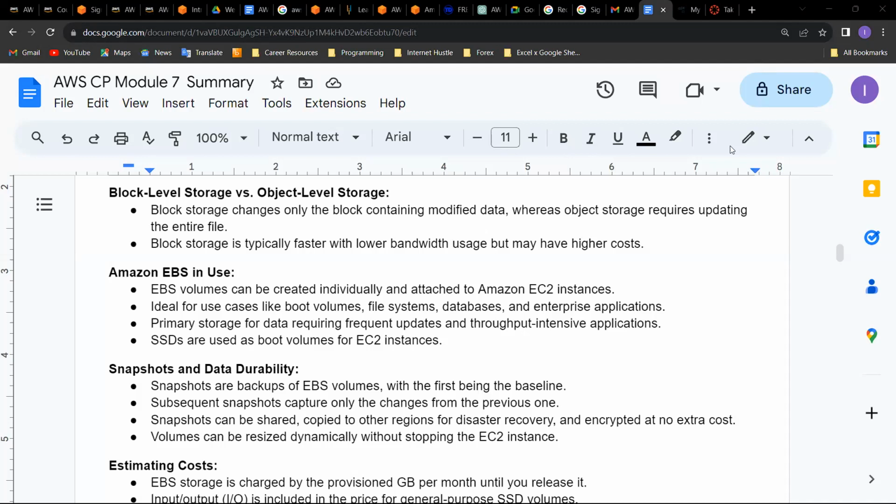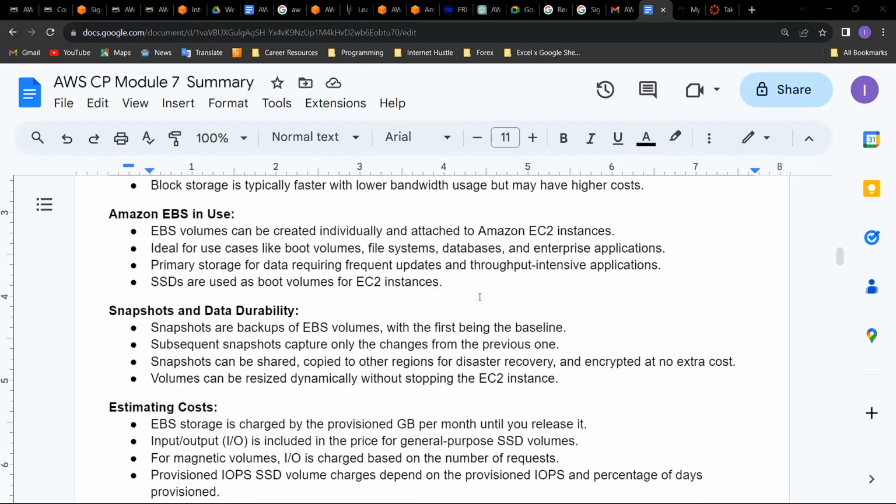You get it? You can either increase or reduce the size, and it won't affect the data that you have on that volume, right? And it's the ideal storage type for when you are doing your boot files. That's why you have a hard drive in your PC, right? So it's always advisable that you use it for your root volumes as well, and then other file systems. So basically, they are for boot volumes for EC2 instances.